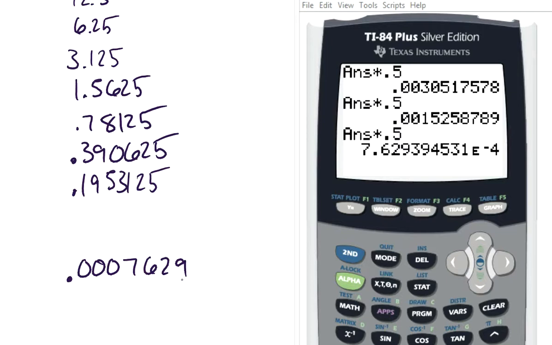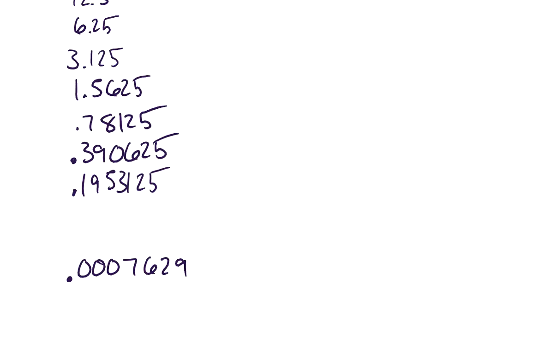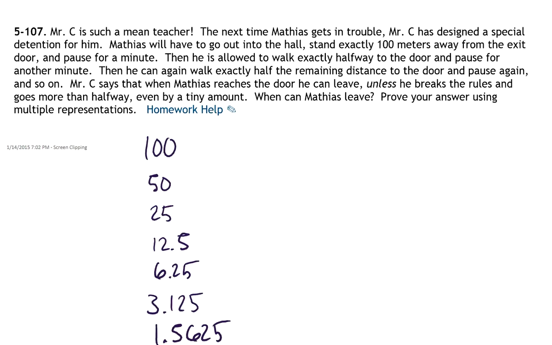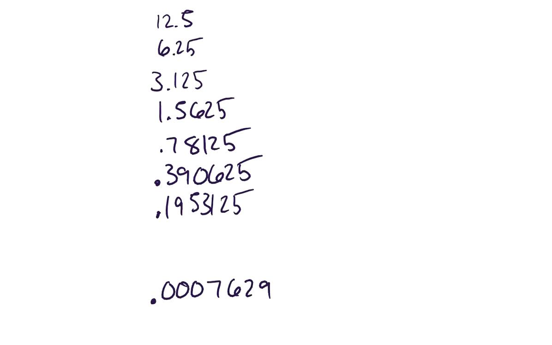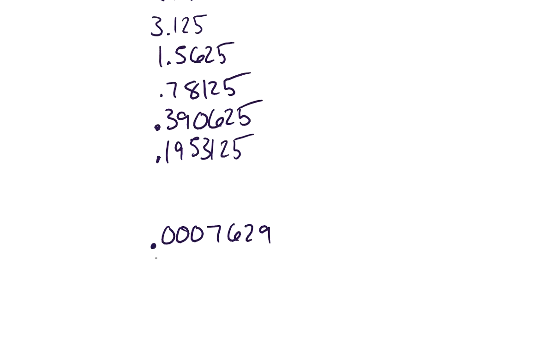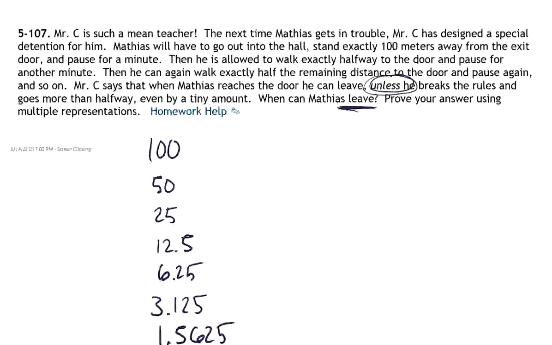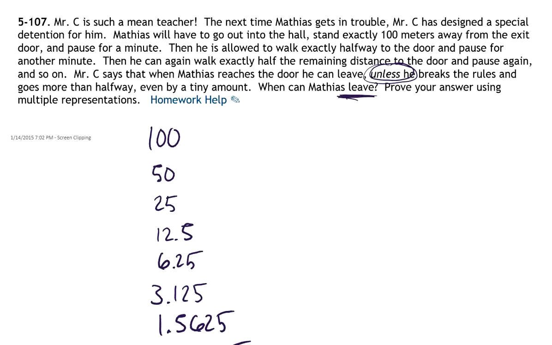There's still something there. So if I was to consider this problem again from the top, it says, when can Mathis leave? Well, I think technically never. If he does leave, he's probably violating the rule, right? Unless he breaks the rule. So he would be breaking the rule by, at some point, having to move more than half because there's always some distance remaining, however incredibly small that distance is. Yes, Mr. C is such a mean math teacher.